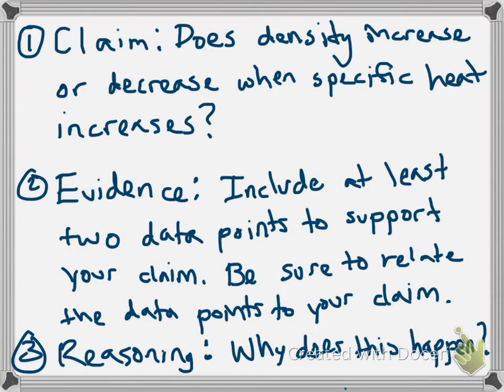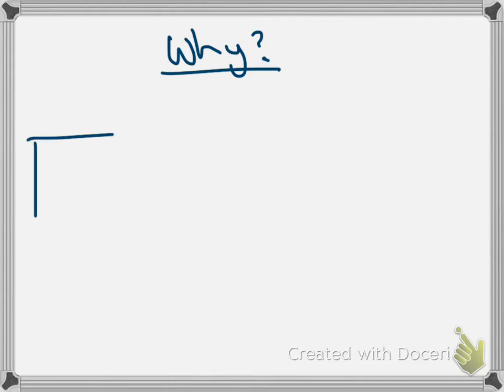For your CER, you need to make sure to have all 3 parts. So your claim should answer the question, does density increase or decrease when specific heat increases? Your evidence, you need to include at least 2 data points to support your claim. Be sure to relate the data points to your claim. Okay, make that connection. And your reasoning needs to explain, why does this happen? So let's talk about the why. Why does this correlation happen?